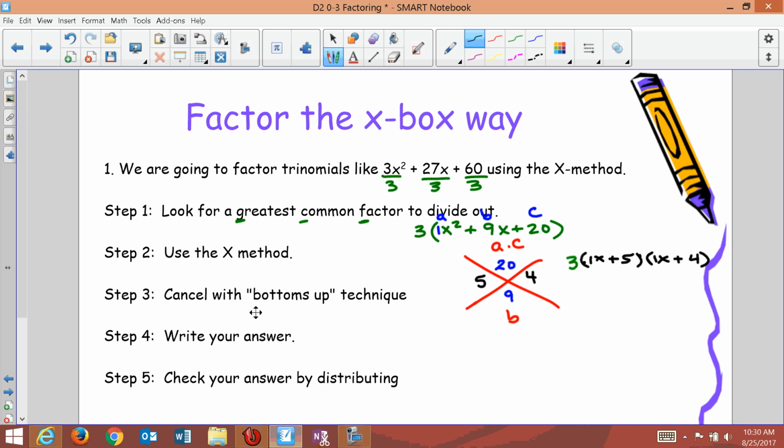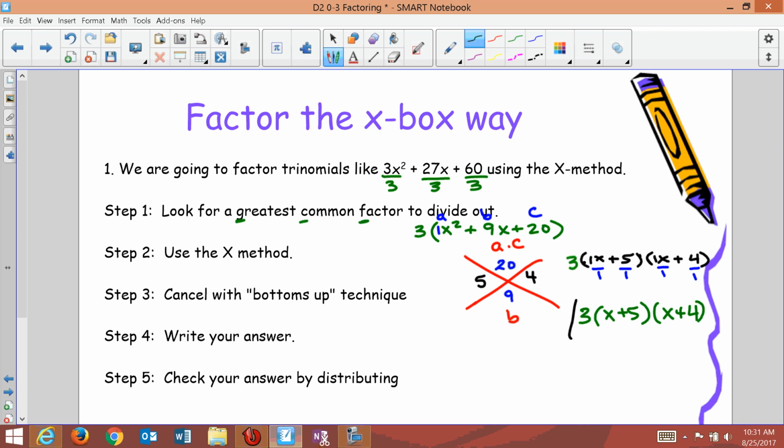So canceling with bottoms up means this. You look to see if there's anything that could divide into both of these to simplify. Well, the only number that can go into both of these is 1. So now my answer is whatever this is after you simplify it, which in this case, since I'm dividing by 1, does not change it. It will be 3 times the quantity x plus 5 times the quantity x plus 4. That should be our solution.